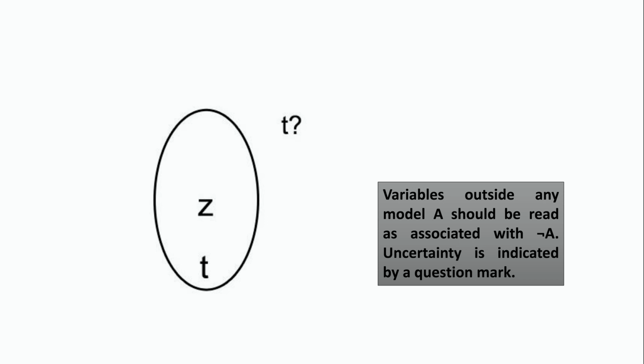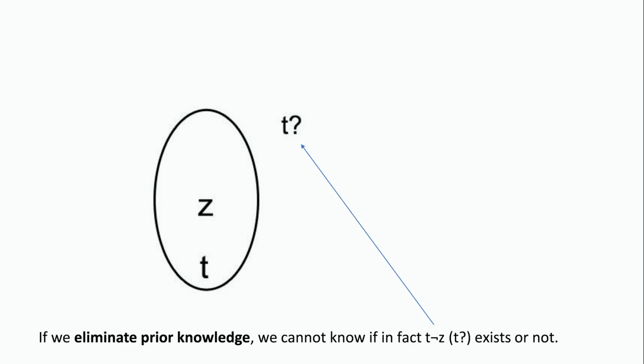Variables outside any model A should be read as associated with not A. Uncertainty is indicated by a question mark. The letter T stands for the possibility T not Z. We have put a question mark in T because, if we eliminate prior knowledge, we cannot know, based only on the proposition, if in fact that type of number exists or not.